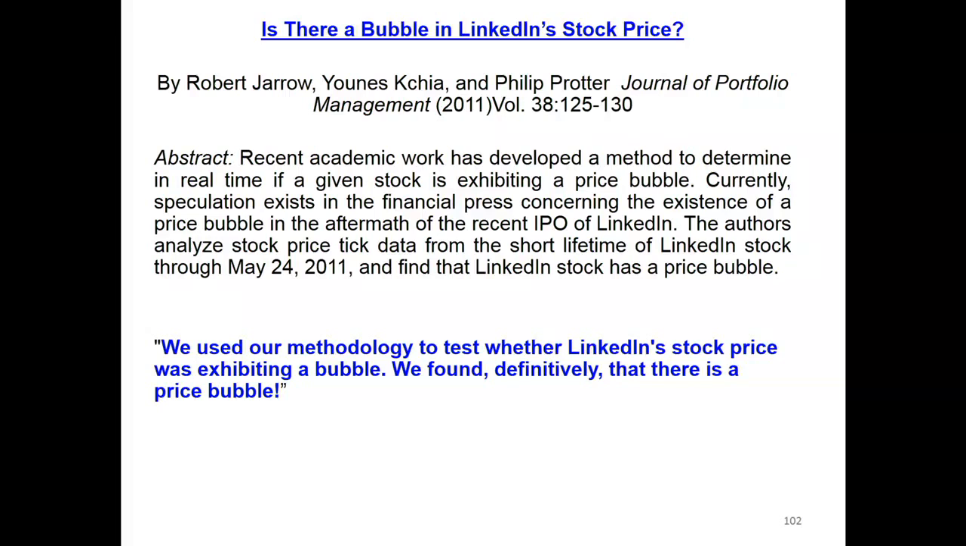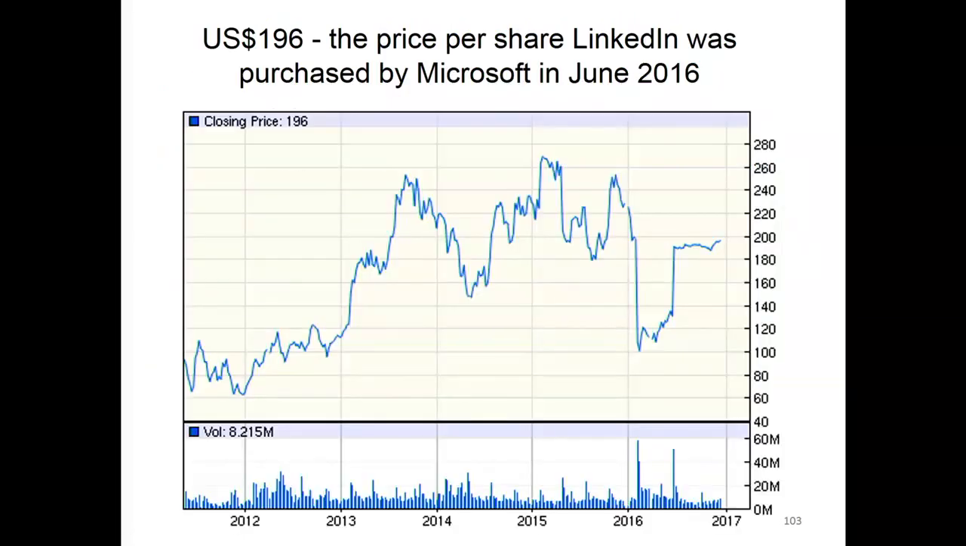So they took their tests, they did some fancy statistical analysis, and they said, we used our methodology to test whether LinkedIn's stock price was exhibiting a bubble. We found definitively there was a price bubble. So this is 2011. The price of LinkedIn at the time was about $96. Can you see the crash? 2011 was 96. You can see the crash, right?